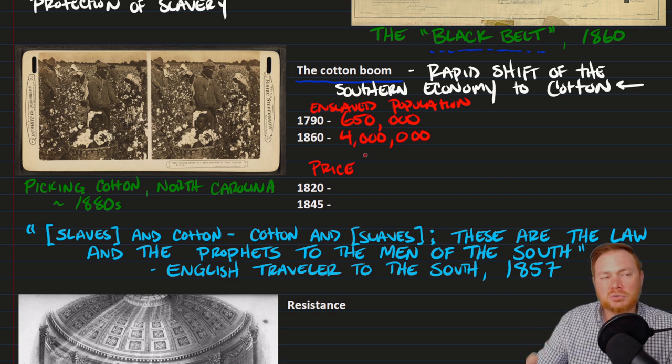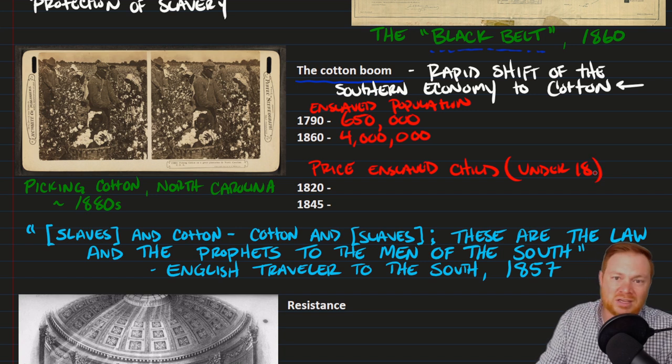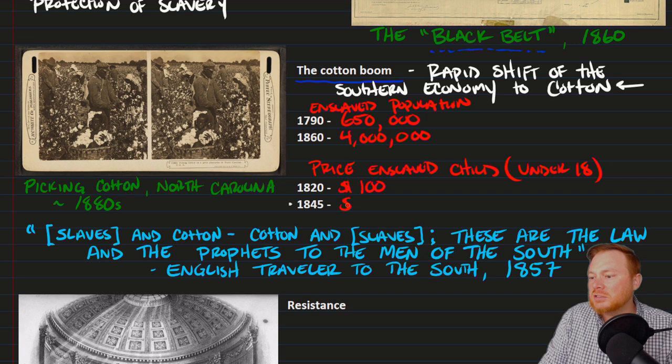Your textbook gives you a lot of different statistics in terms of the rising prices, but we'll just focus on one here. This was the price of an enslaved child under 18. Depending on one's age and sex, the price of an enslaved person depended on those things. But for children, in 1820, it was about $100. By 1845, it had grown all the way to $600.